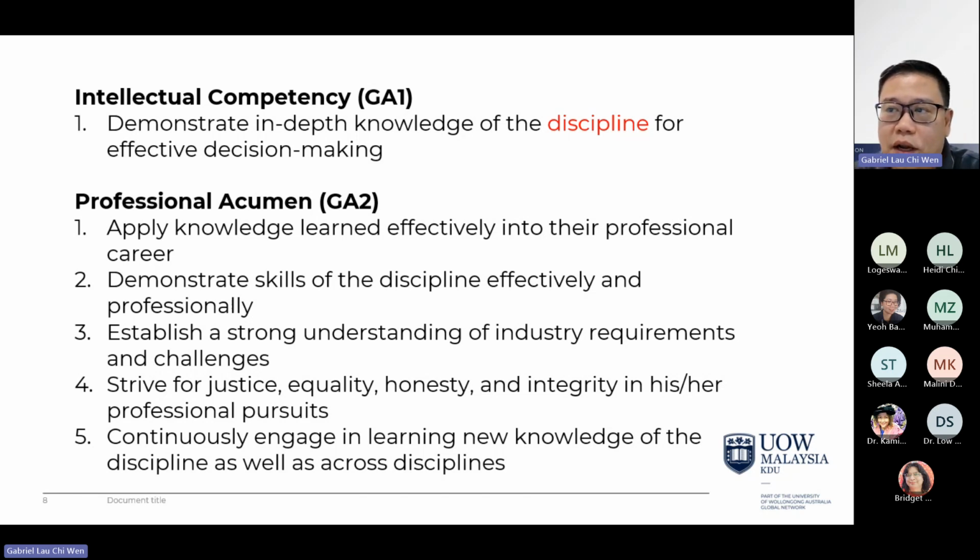Then what about professional acumen? Okay, professional acumen, GA2, things such as apply knowledge learned effectively into their professional career. Application, that means not only that, the challenges, the skills that they learn, they put it in. Demonstrate skills of the discipline effectively and professionally. Do it properly, professionally. Establish a strong understanding of industrial requirements and challenges. Being adaptive. Strive for justice, equality, honesty, and integrity in his or her professional pursuits. Not only do they do it correctly, they do it well and continuously engage in learning new knowledge of the discipline as well as across disciplines. So professional acumen is the drive for them to be able to develop their discipline itself in the future. If a person has graduated in engineering, not only do they have the discipline at that level, but the professional acumen drives them to further develop, through research, self-development, and so on.